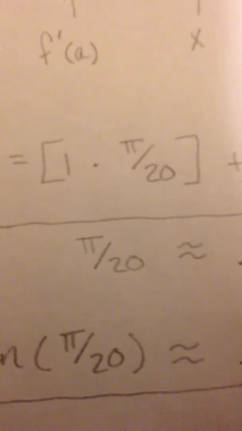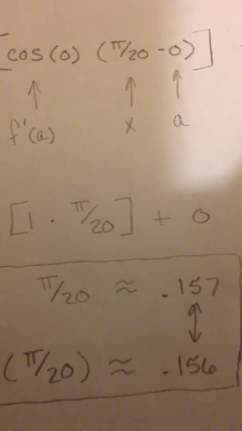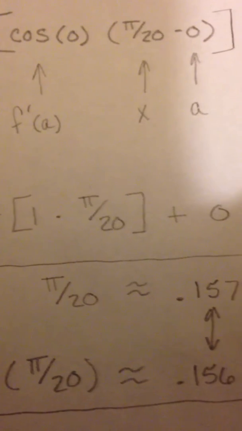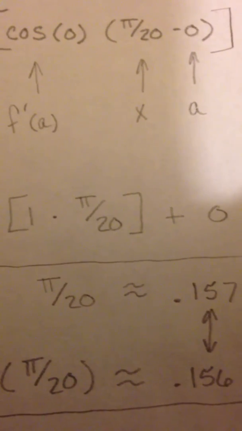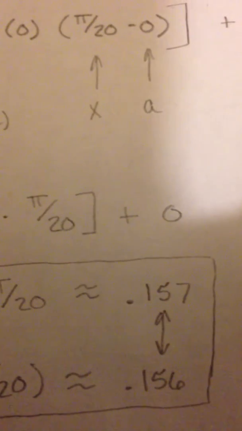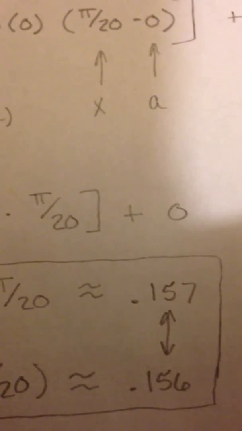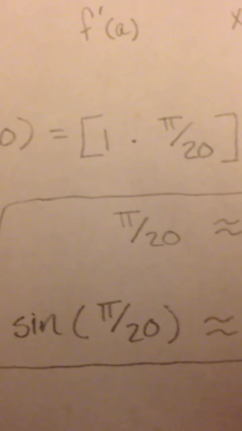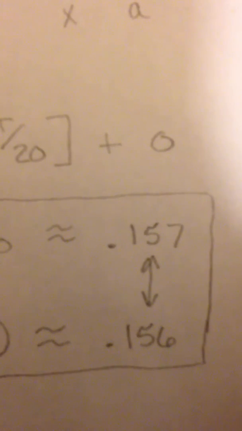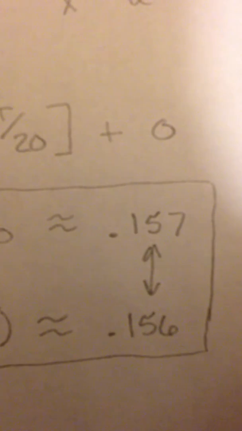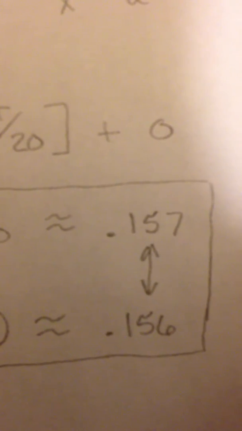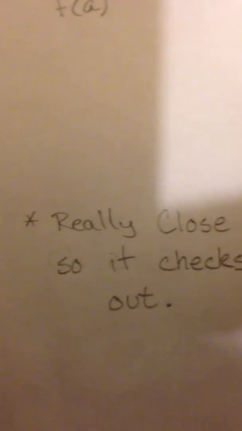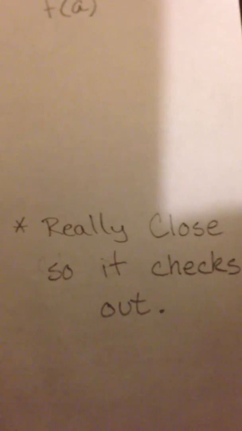Then 1 times pi over 20 plus 0 is equal to pi over 20, which is approximately 0.157. And whenever we actually take the sine of pi over 20, that comes out to approximately 0.156. We see that those are really close, so it checks out.